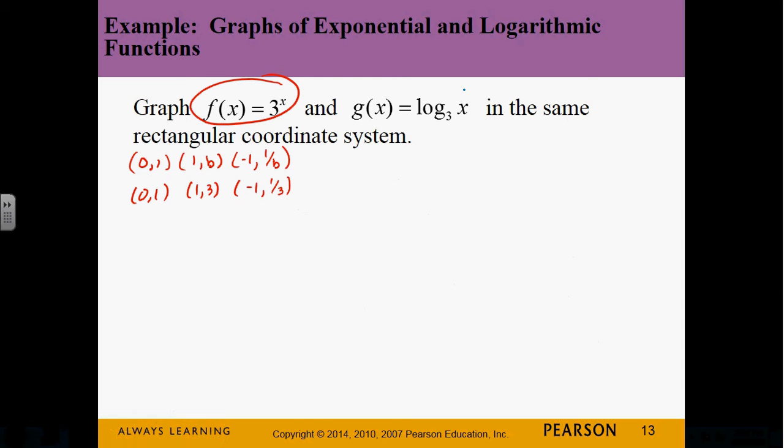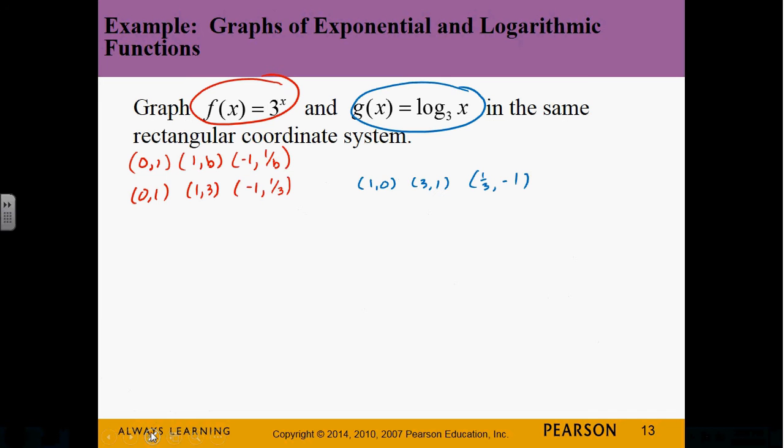Since log base 3 of x is the inverse of this, that means we're going to have the exact same points, only flipping the x and the y, right? That's the definition of an inverse. We flip the x and the y. So we get (1, 0), (3, 1), and (1 third, negative 1). Make sure you flip them.